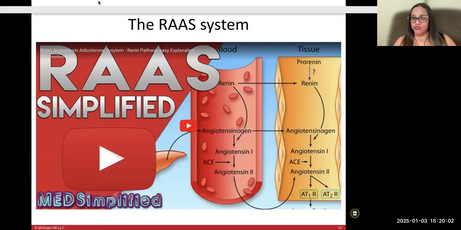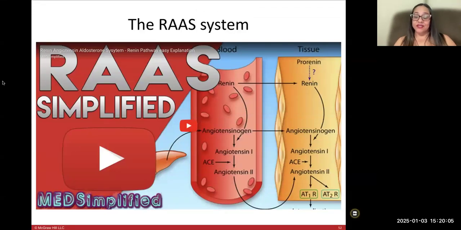So we're going to watch a little video about the renin-angiotensin-aldosterone system, which is the pathway.